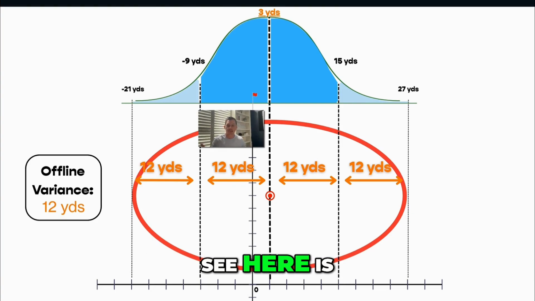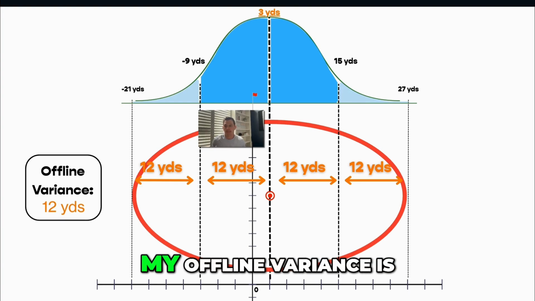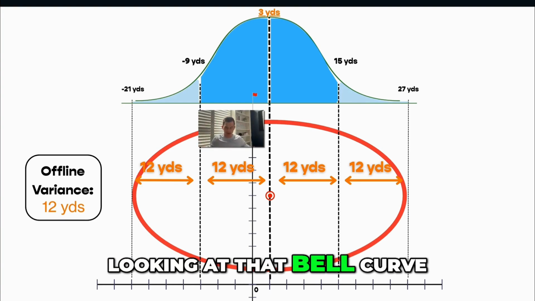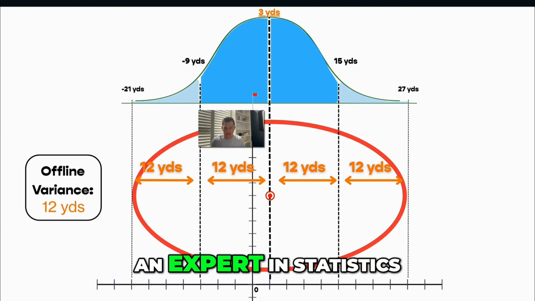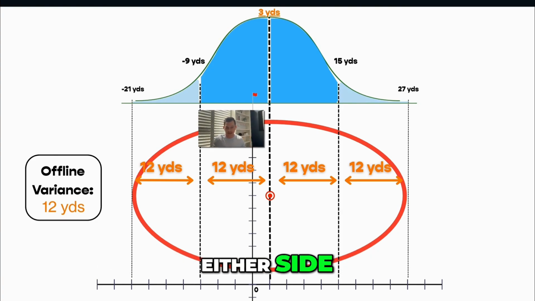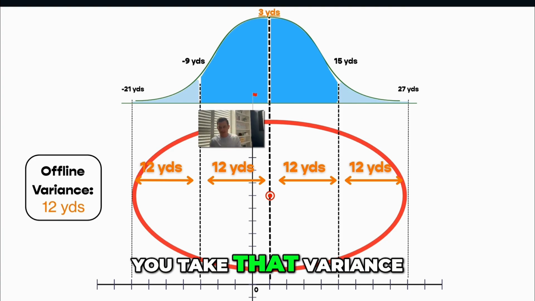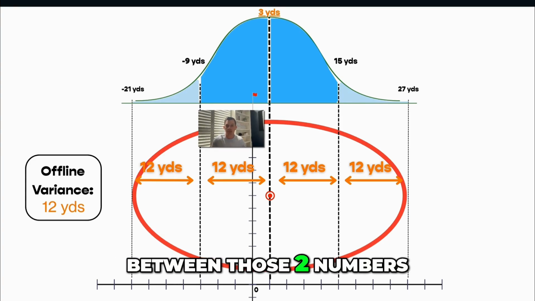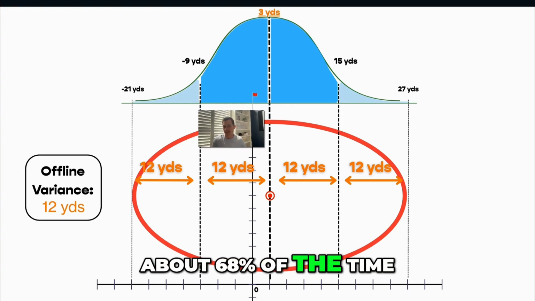But what we can see here is based on the data set that we've captured, my offline variance is 12 yards. So again, looking at that bell curve, you don't have to be an expert in statistics, but we're looking at one standard deviation on either side. Essentially, you take that variance and you apply it on both sides. So on average, I am missing my shots 12 yards to the right, 12 yards to the left, between those two numbers about 68% of the time.